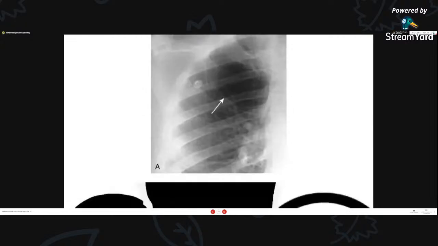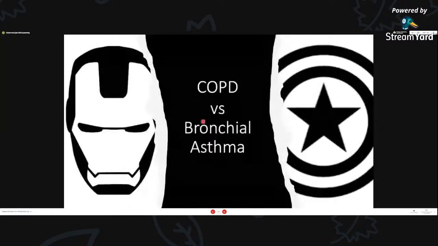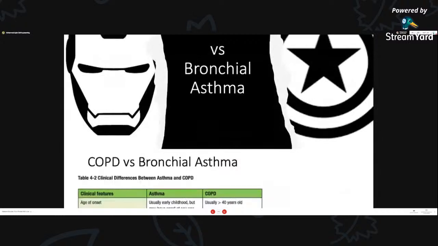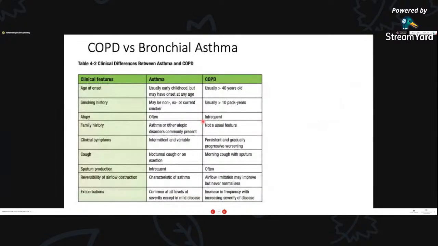Now, a favorite question by our lecturers will be how to differentiate COPD from bronchial asthma, as both are chronic respiratory conditions with more or less similar symptomatology. There are a few differences that we can see. This is a table taken from the CPG of COPD. So these are the tables.